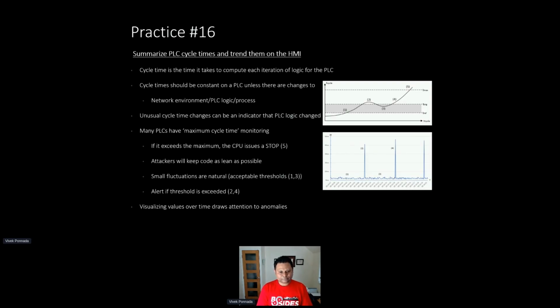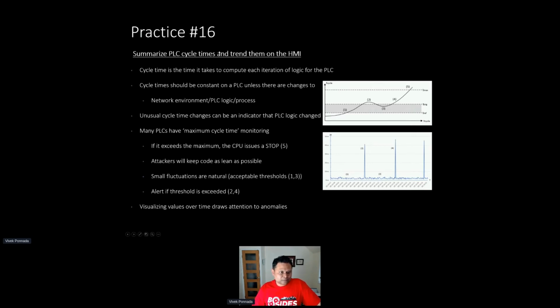Let's start with something pretty simple, pretty straightforward: practice number 16. By the way, these practices are not ranked. Even though there are 20 of them, number one is not more important than number 20. All 20 are, for various reasons, important for your process, and you can look at what's applicable to your particular situation, your particular process or plant, and adjust accordingly.